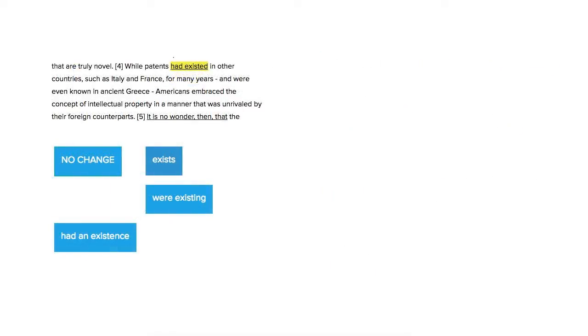This example is an example of a verbs question. Verbs questions are going to be asking for the best grammatical rendering of the verb in the highlighted portion of a sentence. So let's go ahead and read this sentence here. While patents had existed in other countries, such as Italy and France, for many years, and were even known in ancient Greece, Americans embraced the concept of intellectual property in a manner that was unrivaled by their foreign counterparts.